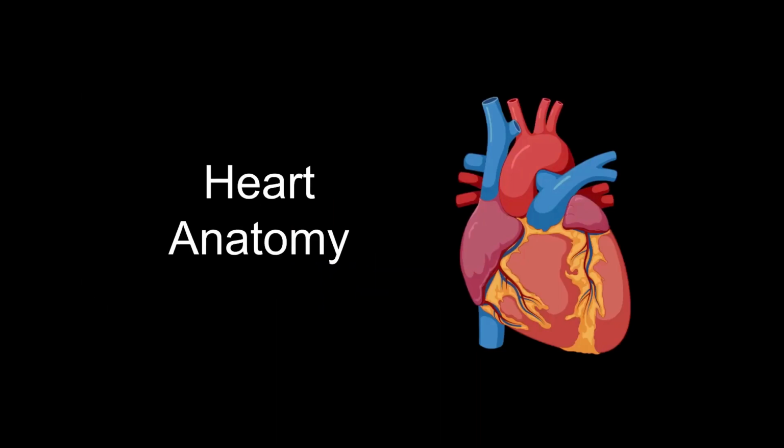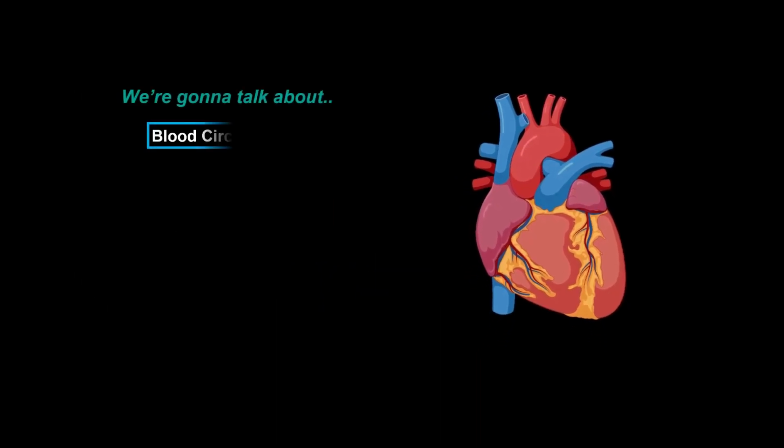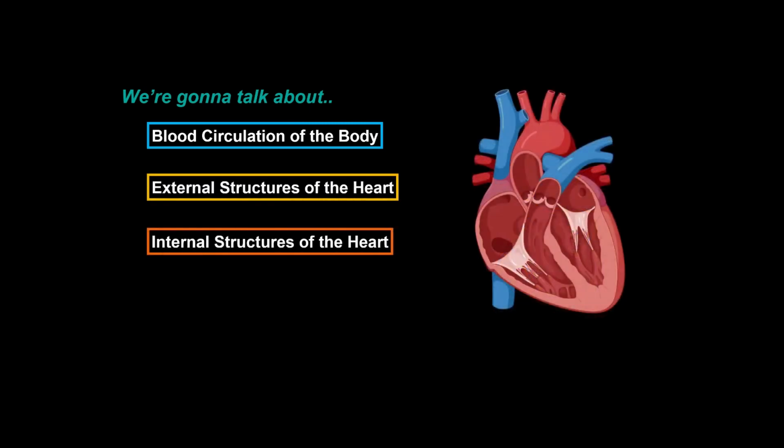Let's talk about the anatomy of the heart. In this video, we're first going to look at how the blood circulates in the body. After that, we're going to cover the different external structures you'll find on the surface of the heart. Then we're going to open up the heart and go through the internal structures of each chamber, which include the right and the left atrium and the right and the left ventricles.